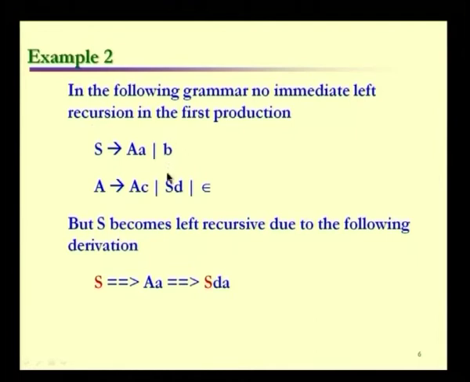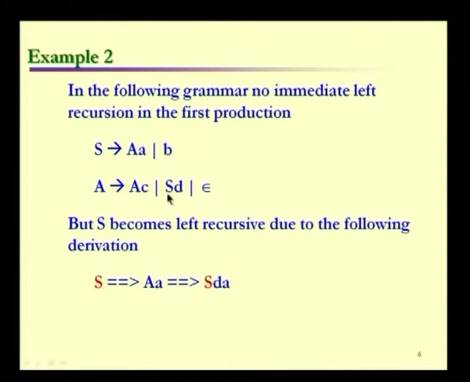But when you go for production 2, we have 3 productions for A. One is capital A followed by small c, the next one is capital S followed by small d, and the last one is epsilon. As far as AC is concerned, we have an immediate left recursion, so this could be handled. But if you treat SD and epsilon as beta 1 and beta 2, then it is not going to be the final solution.